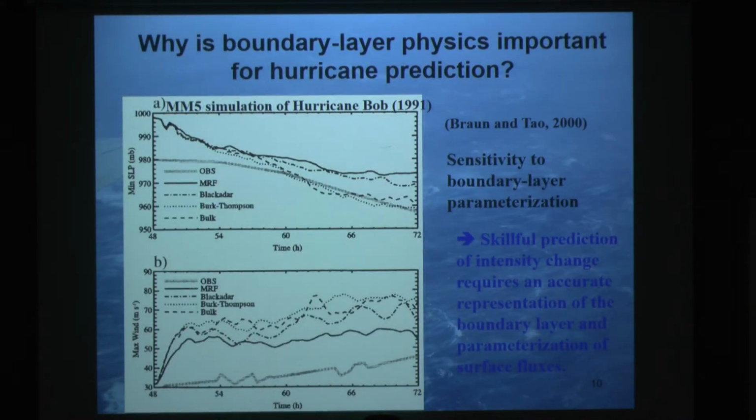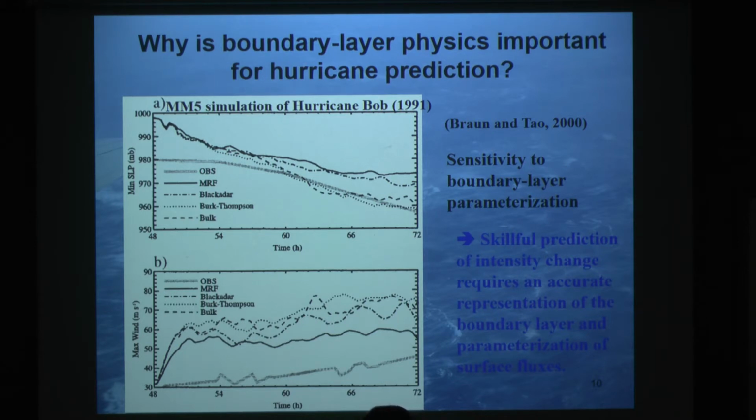So why is the boundary layer physics important in hurricane model forecasts and simulations? This is just an example from a research paper by Brown and Tell, 2000. They ran the older version of the MM5 model developed by NCAR. They ran the simulation of Hurricane Bob 1991 using 4 different types of boundary layer schemes.